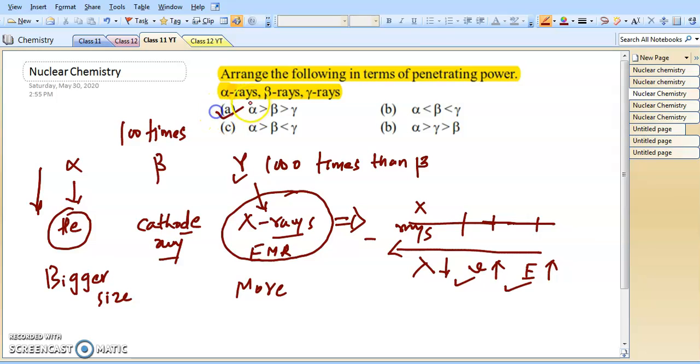So now let's see, which one is the correct option? This one. B is the correct option. Alpha has less penetrating effect, then beta, and then gamma. Good. So now for another question.